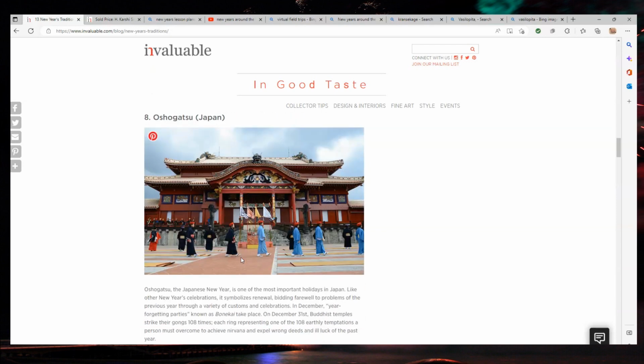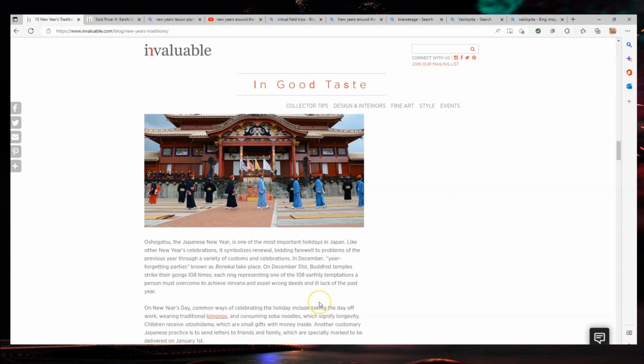Oshogatsu in Japan is one of the most important holidays. Like other New Year celebrations, it symbolizes renewal, bidding farewell to problems of the previous year through a variety of customs and celebrations. In December, year-forgetting parties, known as Bonenkai, take place. On December 31st, Buddhist temples strike their gongs 108 times, each ring representing one of the 108 earthly temptations a person must overcome to achieve nirvana and expel wrong deeds and ill luck of the past year.